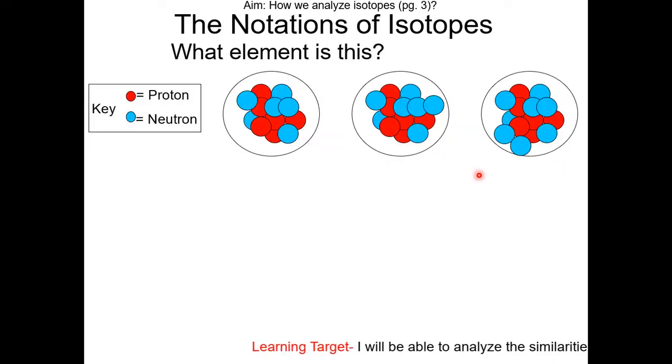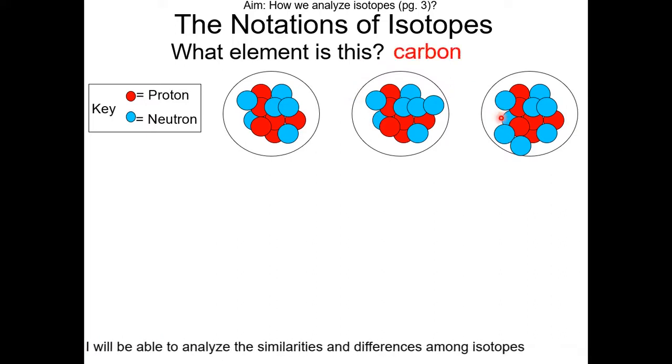Here I have 3 nuclei. To figure out what element this is, we have to figure out how many protons are in each nucleus. Since there are 6 protons in each nucleus, this is the element carbon.